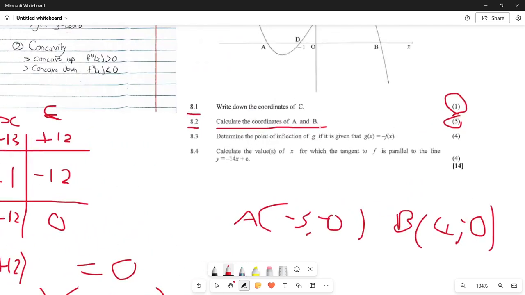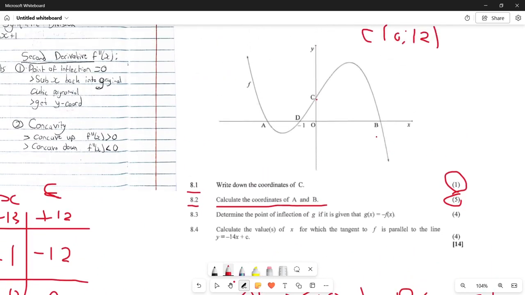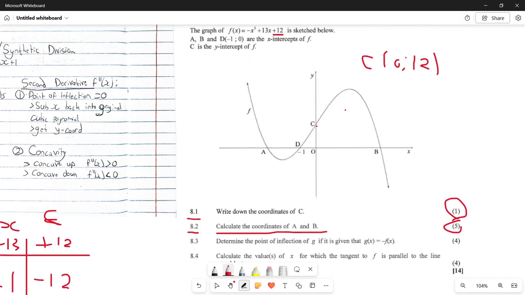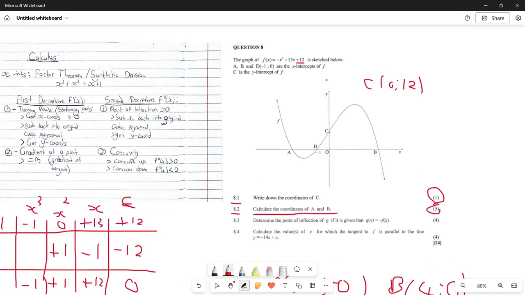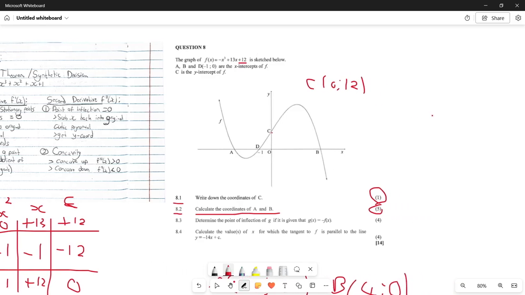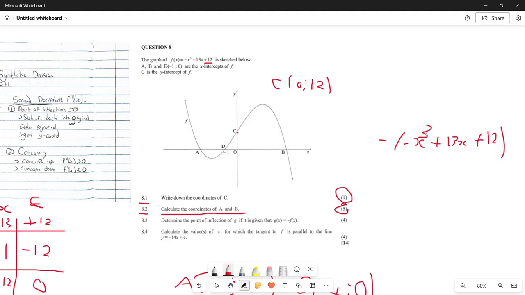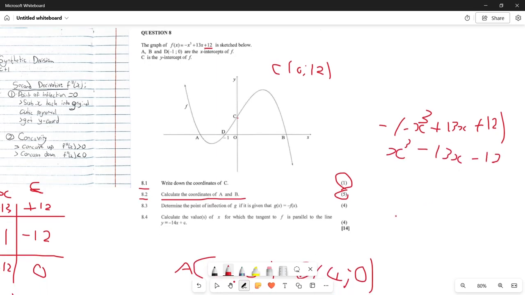So it's saying determine the point of inflection of G. The point of inflection, the middle point here of G. If it is given that G of X, okay, this guy over here, G of X is going to be our new graph, is negative f of X. So that means we first have to distribute the negative into our cubic polynomial. So now that we have a negative to distribute into it, we're going to FOIL it in. So now that we have this cubic polynomial, we have the actual reflection of it.